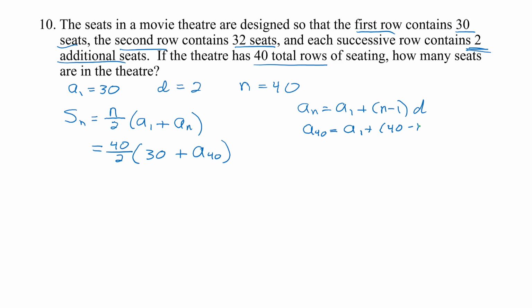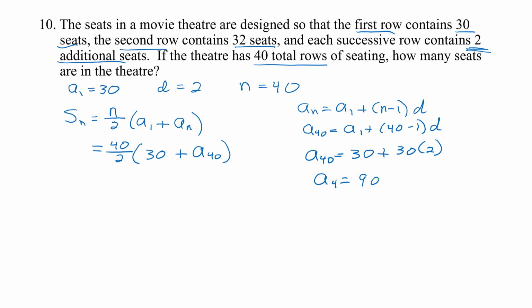So we're just going to plug in 40 for n here. We also know that our first term is 30, so we have a sub 40 equals 30 plus 30 times our common difference d, which is 2. We are going to end up with a sub 40 is equal to 30 plus 60, or 90.